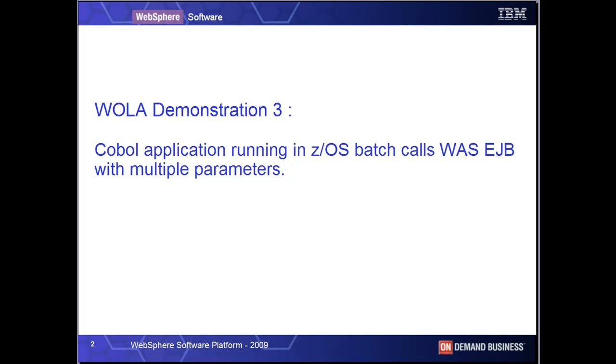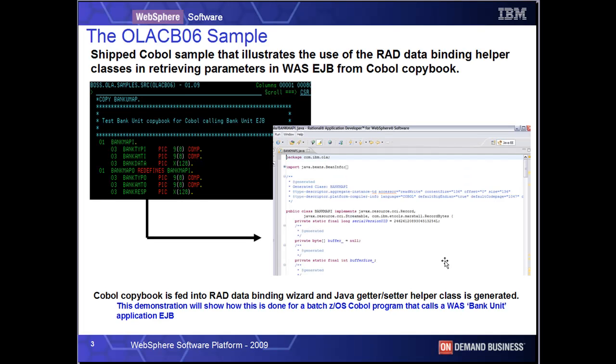This is WOLA Demonstration 3, a COBOL application running in z/OS batch, calls a WAS EJB with multiple parameters. For this demonstration, we'll use the WOLA CB06 sample, which is available in the WOLA samples directory for the WebSphere Application Server for z/OS 7.0.0.4 FixPack.